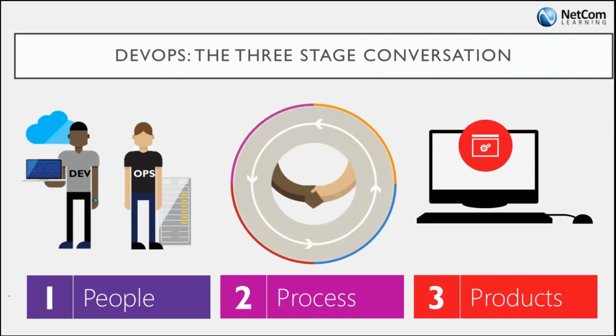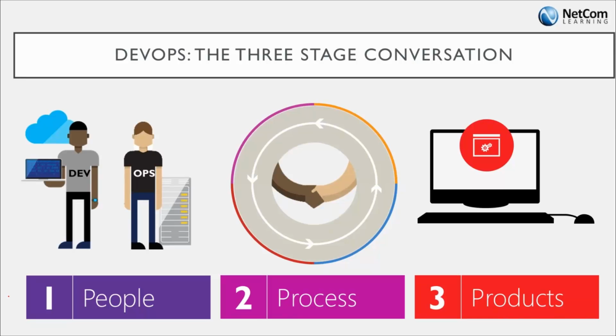Now, when you talk about DevOps, we basically talk about three different stages. One, of course, we talk about the people, then the process, then the product, right? So this is more like a combination. This creates a life cycle of how things would be working in an organization.